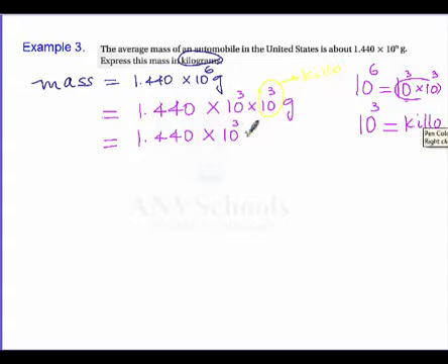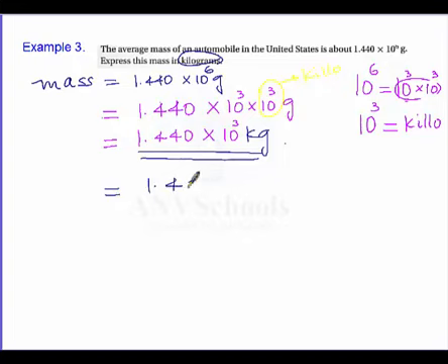So this is the same as, this is kilogram. Or the mass of this object, when you express it as a power of 10. In some books, you can even write this as 1.440 multiplied by 10 to the power of 3, which is 10 times 10 times 10. Multiplying by 10 to the power of 3 is the same as multiplying by 10 three times. That's 1000.